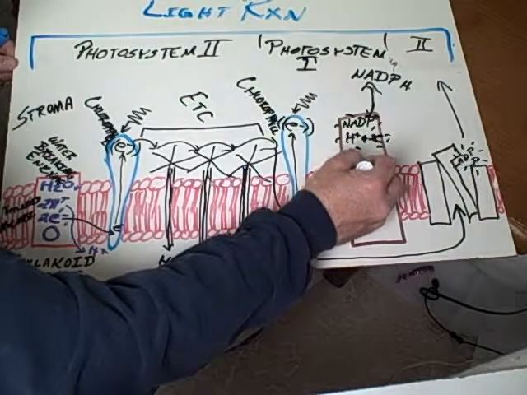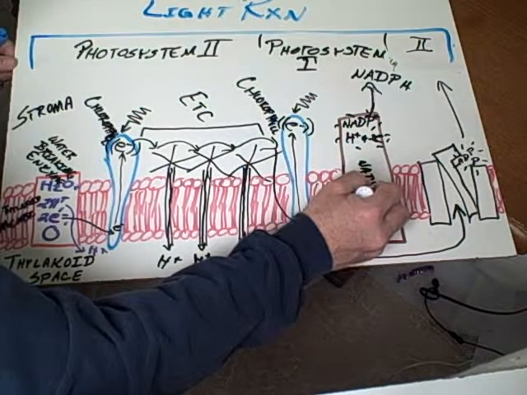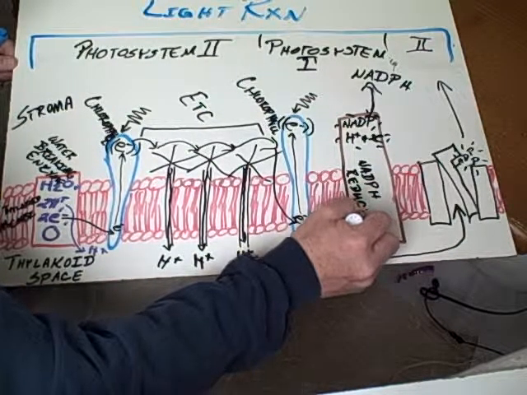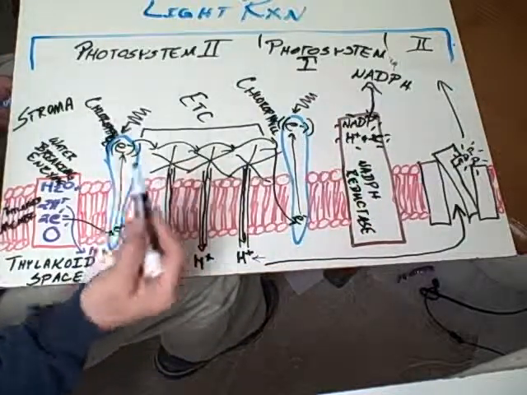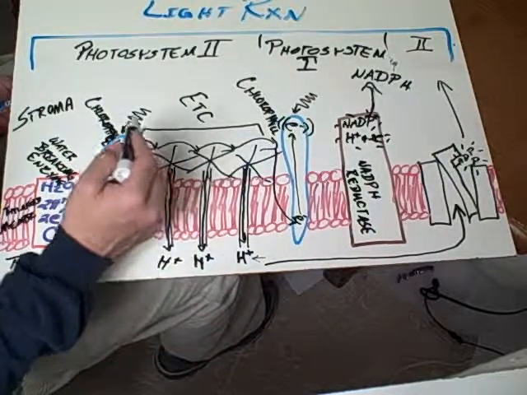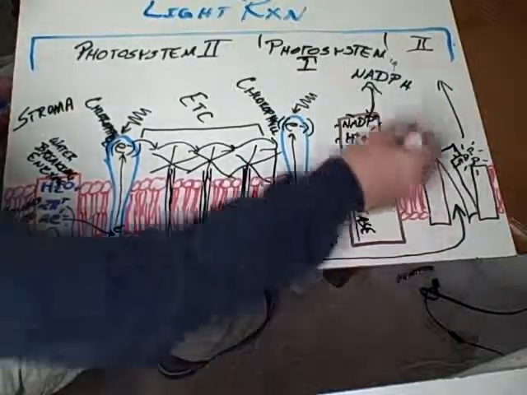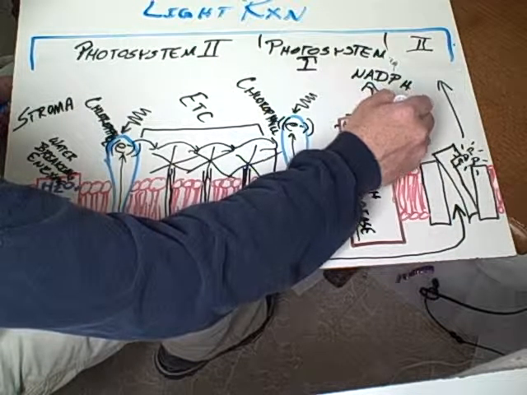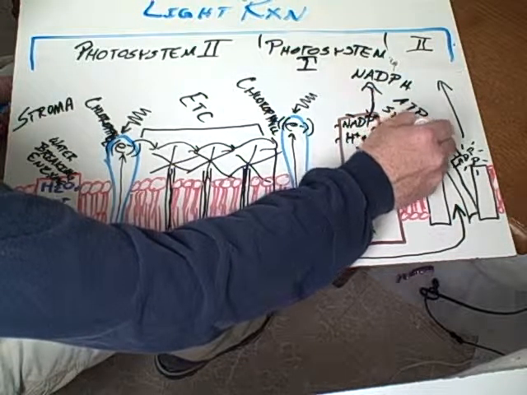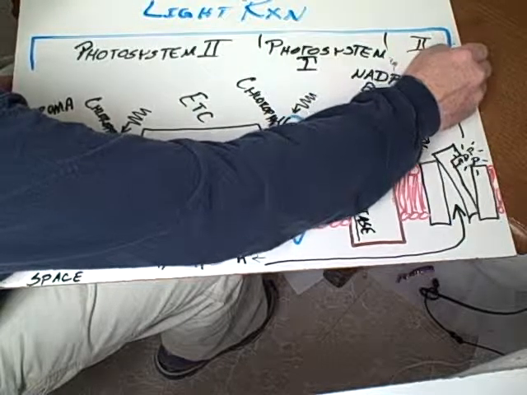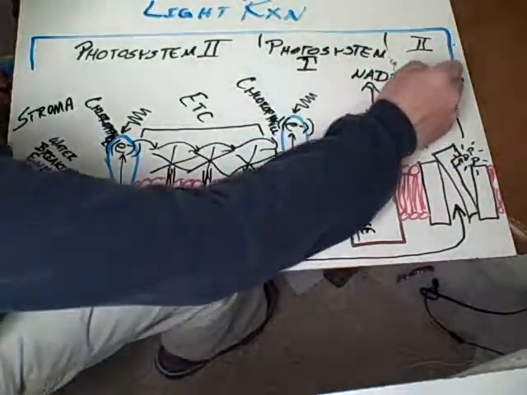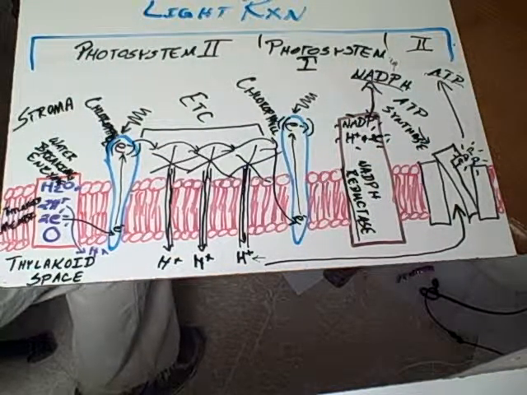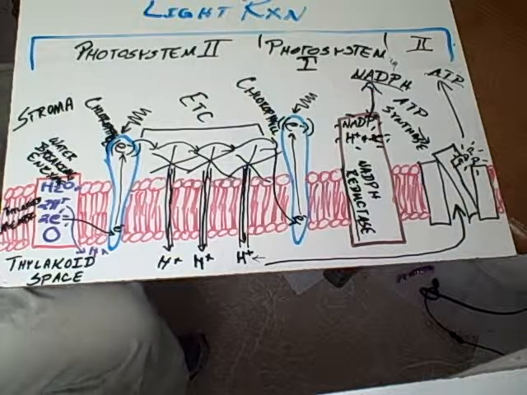This one is NADPH reductase. Because it adds electrons, it's reducing the charge of the NADPH, so it's NADPH reductase. And then this is ATP synthase, because it makes ATP. And ATP is a very high energy molecule, and NADPH is a very high energy molecule. Those are what we're going to send up to the Calvin cycle to actually put our sugar together.